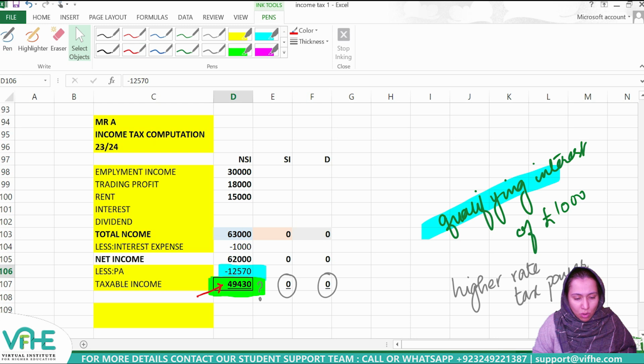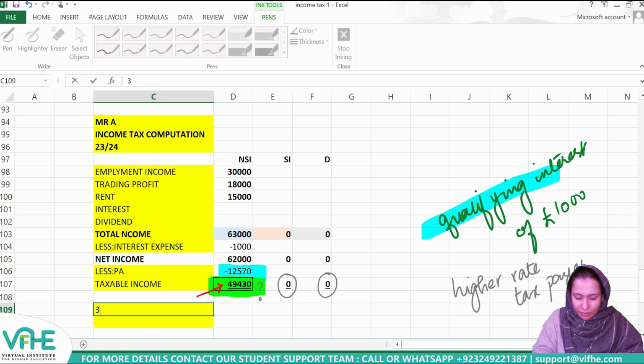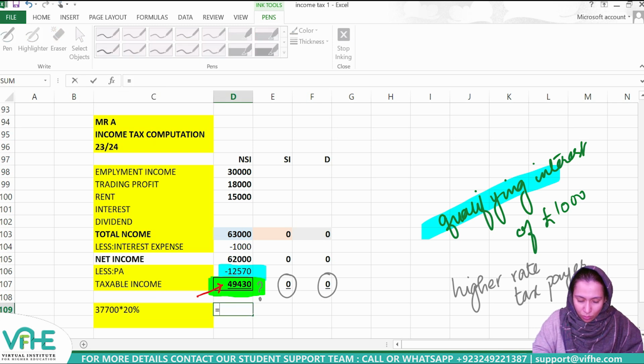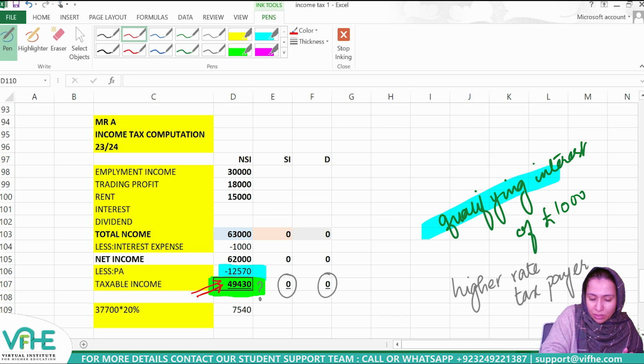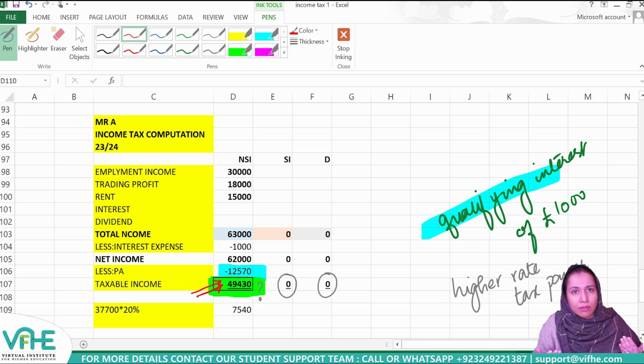£49,430. So on the first 37,700, the basic rate of 20% shall be applied, which is 37,700 into 20%. So his tax liability is £7,540 for the taxable income till 37,700. But his income is greater than 37,700. So whatsoever income is found to be in excess of 37,700, the high rate of 40% shall have to be applied.